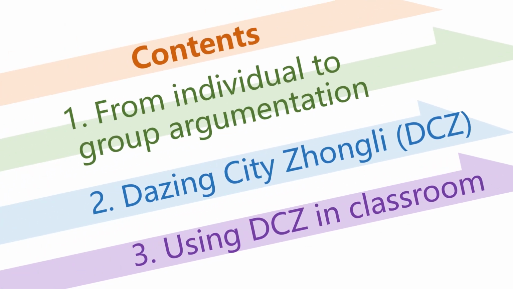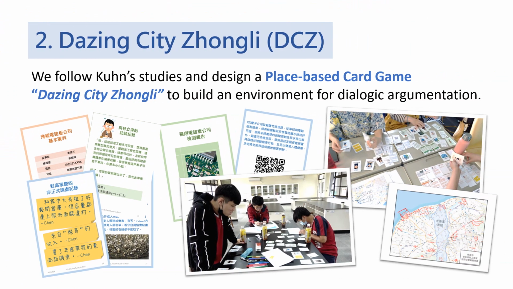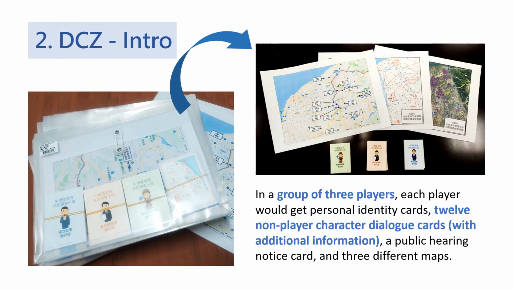Now let's move on to Chapter 2, the game itself. We follow Kum's studies and designed a place-based card game, Daising City Zhongli (DCZ), to build an environment for dialogic argumentation. In a group of 3 players, each player will get personal identity cards, 12 non-player character dialogue cards with additional information, a public hearing notice card, and 3 different maps.